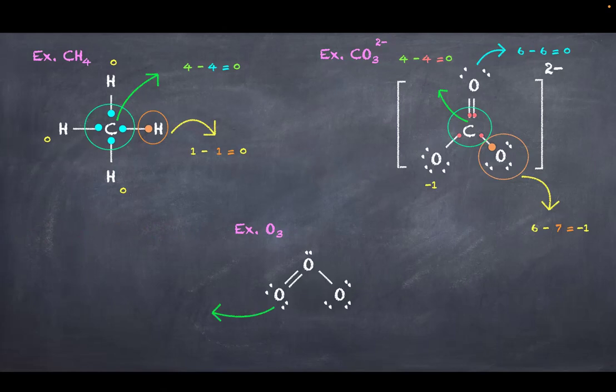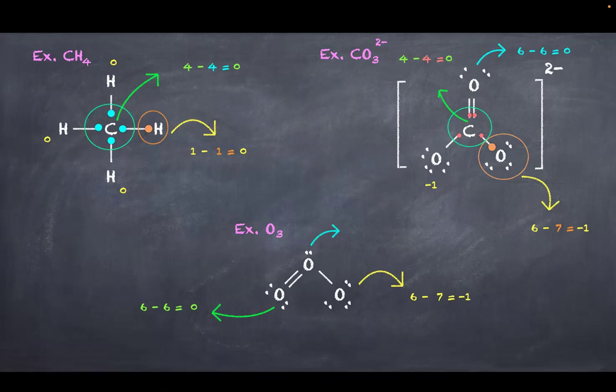So this oxygen belongs to group 6, so 6 minus, and then after bonding, there's 6 electrons close to it. So the formal charge of this one is 0. The oxygen on the right belongs to group 6, so 6 valence electrons minus, after bonding, it has 7 electrons on its side, so the formal charge is minus 1.